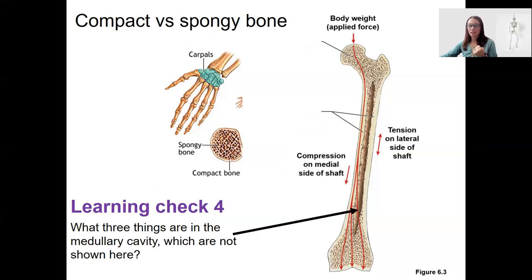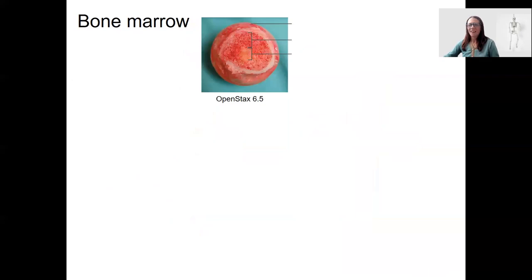Learning check. What three things are in this medullary cavity in reality, but not shown here? So I said I'd talk about bone marrow a bit more. This is a chunk of a femur here. So this would be our compact bone. On the outside, you can see the spongy bone. I'm actually going to label that separately here. Actually, let's label just this piece right here.